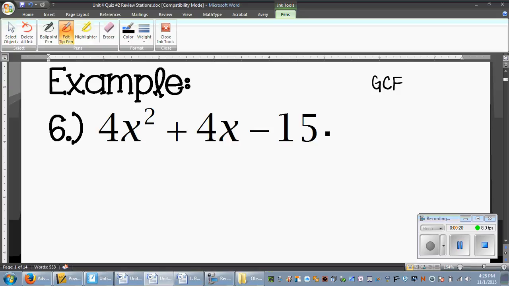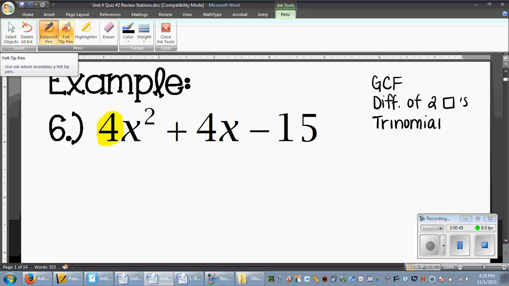It's also not a difference of two squares because there are 4's here, but 15 is not a perfect square, and the difference of two squares needs to have two terms, but this one has 3. So this one is a trinomial. And in this case, the leading coefficient is not 1. So we can't just look for two numbers that add to be 4 and multiply to be negative 15.